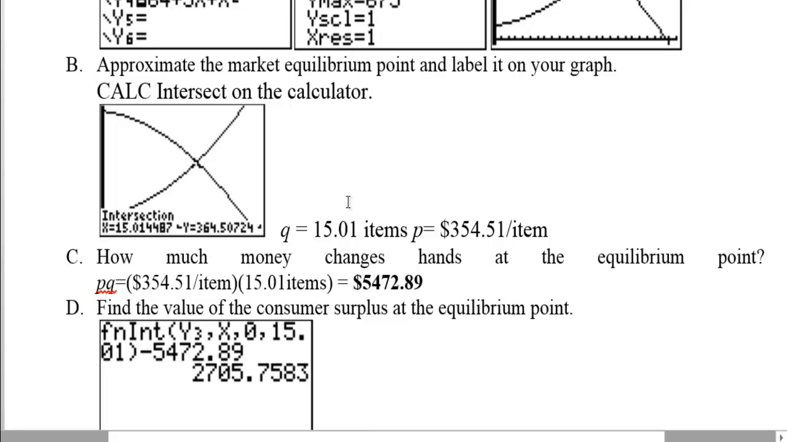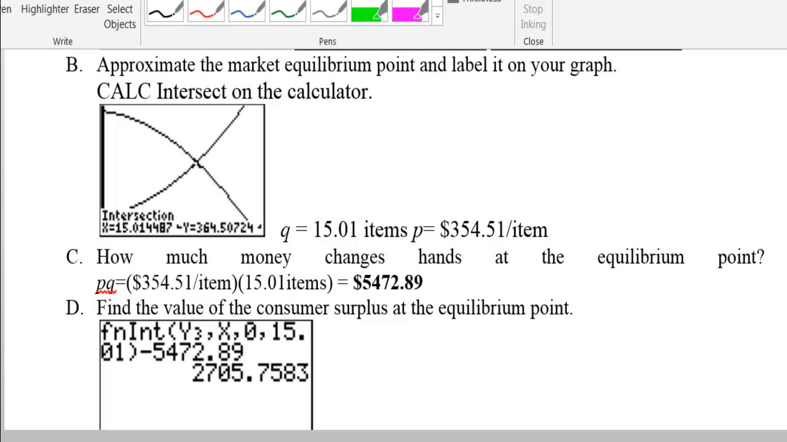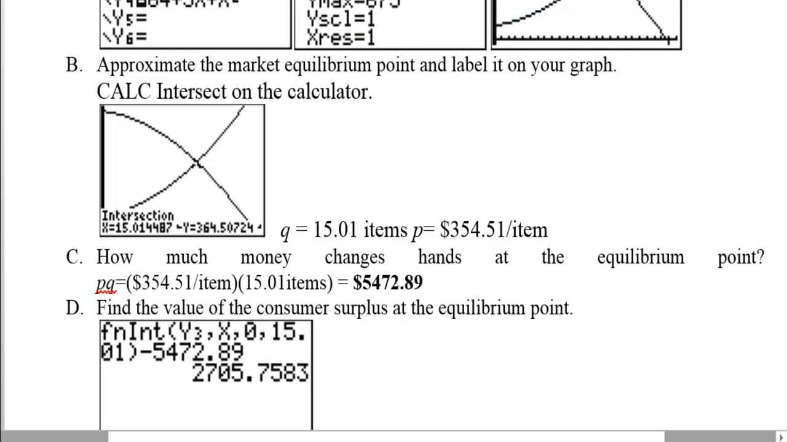Now how much money actually changes hands? Well, we would see that on the graph as a rectangle. Let me draw it in for you. It'll be a rectangle with height. So on the graph, this is the point we're looking at. Here's the market equilibrium quantity. Here's the market equilibrium price. And of course the area of this rectangle right here is the amount of money that changes hands.